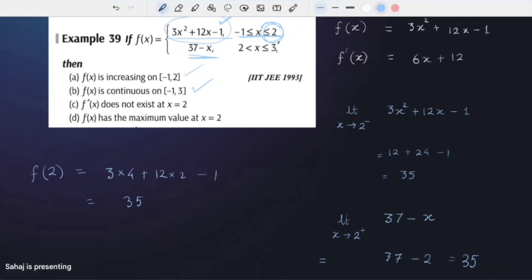What about the third option? They say f prime x does not exist at x equals 2. Now this is the concept of differentiability. Then you have to find the first derivative at x equals 2 plus and 2 minus. Exactly. Can you do that for me?